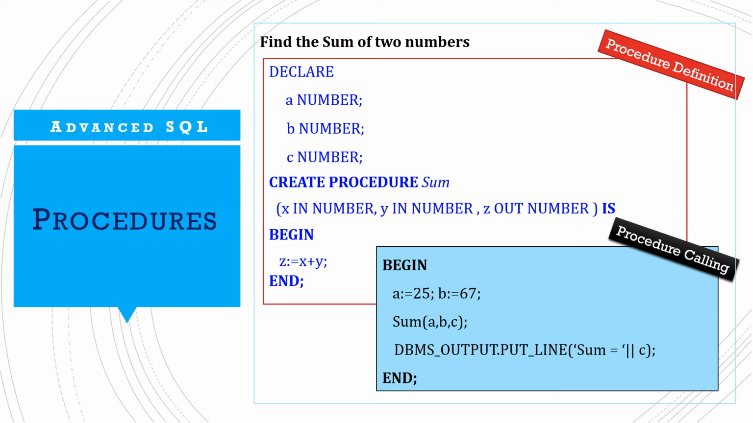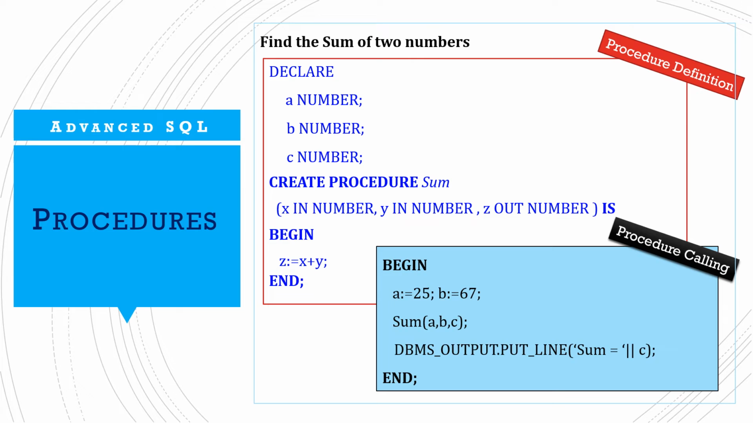So for that, we are again starting with the begin, and we are passing the values to the variables a and b. Then we are calling the procedure sum with the parameters a, comma b, comma c. So the values of a is 25, b is equal to 67. That one will be assigned to the variables x and y respectively. And C will be returned. C is in the out mode. So C will be returned with the values of A plus B.